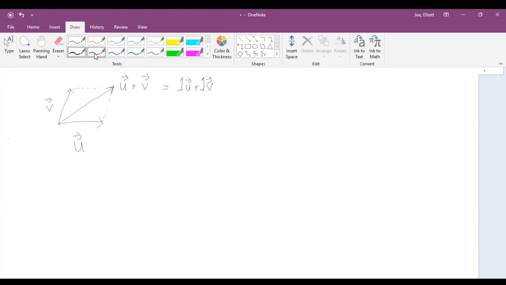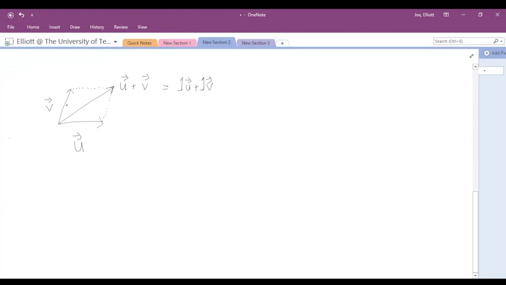Now, instead of looking at the diagonal of the parallelogram, I'm going to pick another vector, one that lies inside of the parallelogram. So I've got this new vector that I'm drawing in red, which I'll call w. And so my question is, how is this vector w related to the vectors u and v?